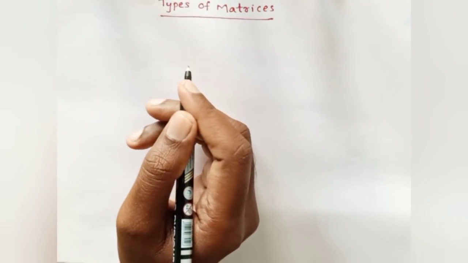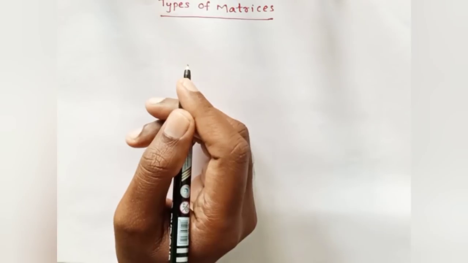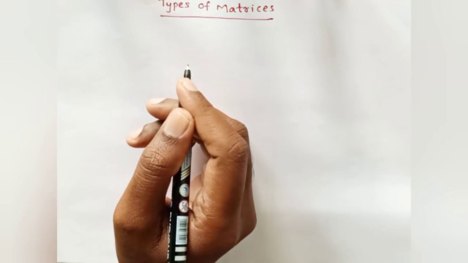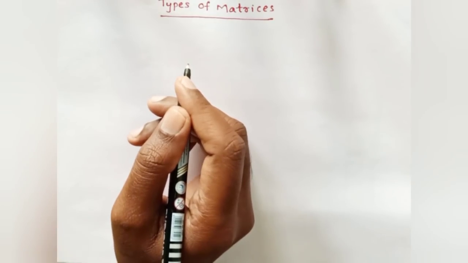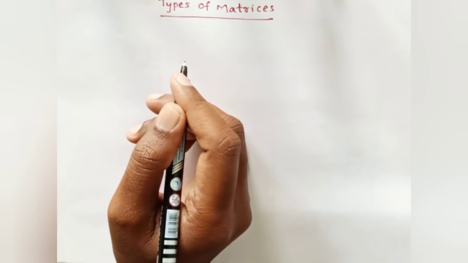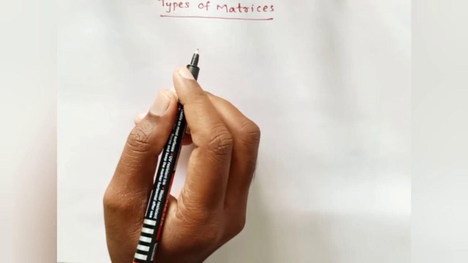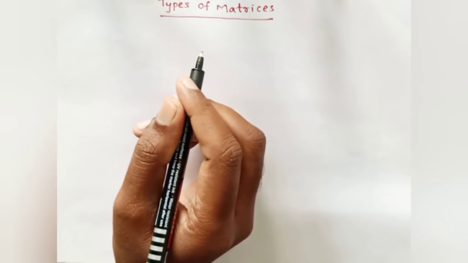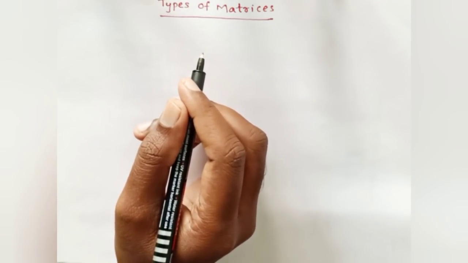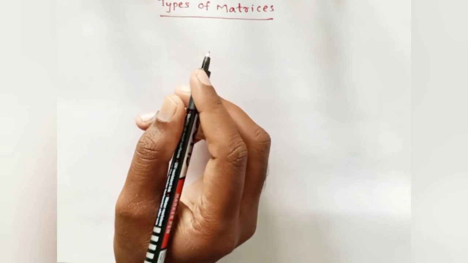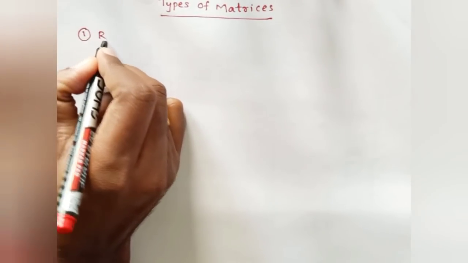Dear students, in the previous lecture, we have seen the basic concept of a matrix. Now, let us start this lecture with the types of matrices. The various types of matrices are there in our matrices, so let us see one by one. Number one, row matrix.